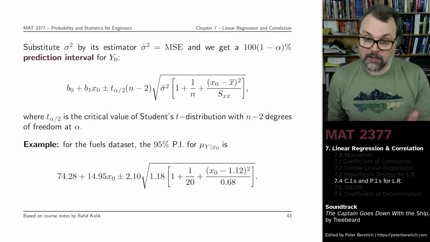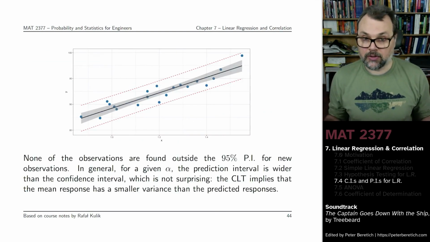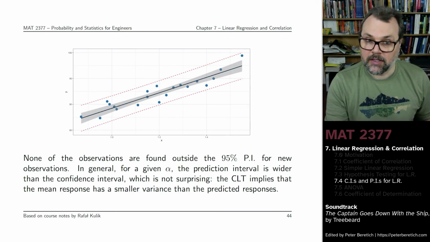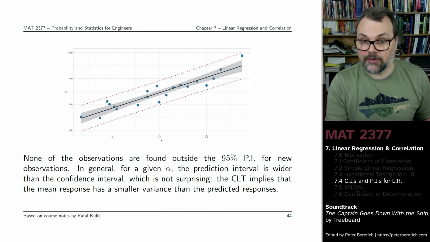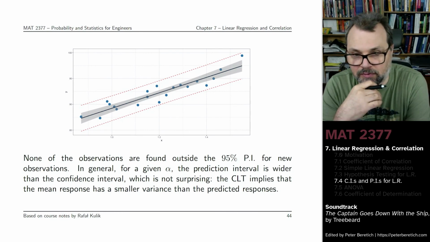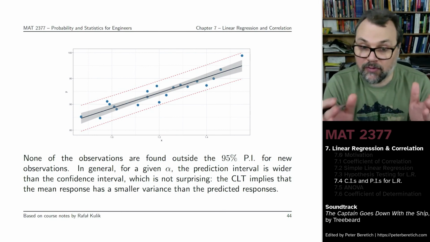And if you look at what the prediction interval will look like, we're getting a substantially larger interval. I've left the confidence interval for the mean response in gray. The prediction interval says, yes, the mean would be likely to be found in the gray region, but there might be some values that are quite far from the gray region, which is what you would expect. In general, for a given confidence level, the prediction interval is wider than the confidence interval. And that shouldn't be a surprise, right? Because the central limit theorem has shown us that the mean response has a smaller variance than the predicted response.